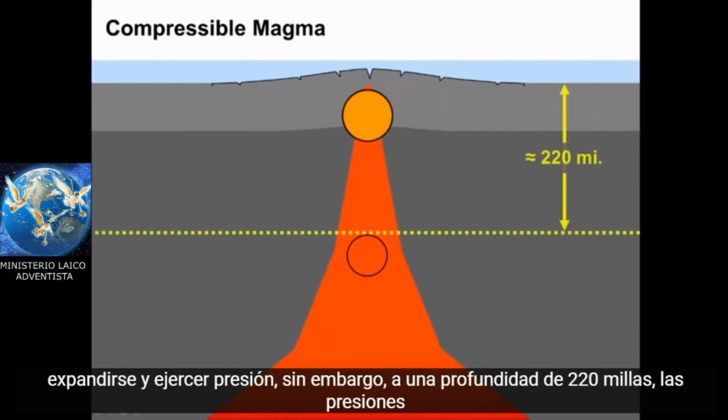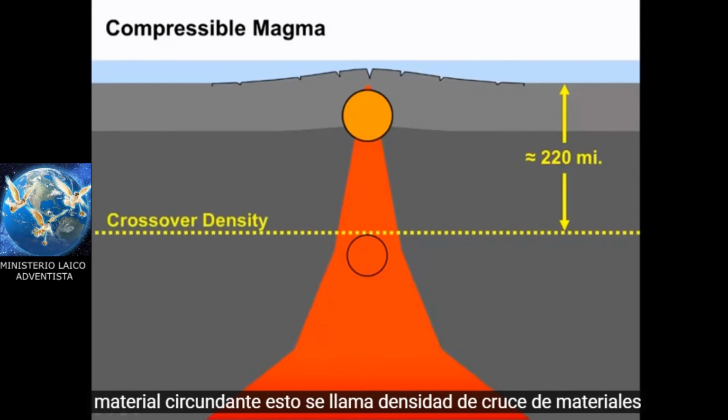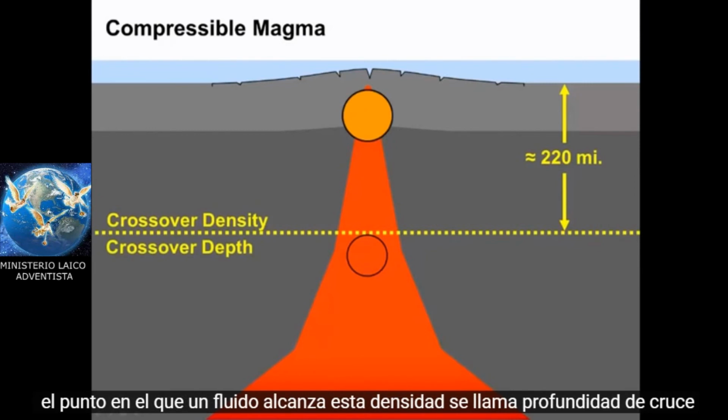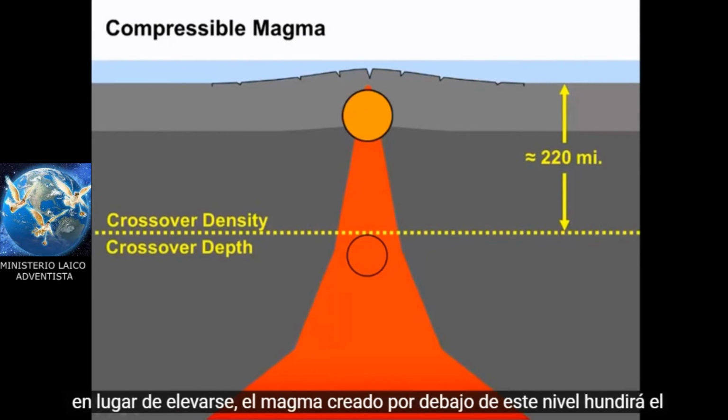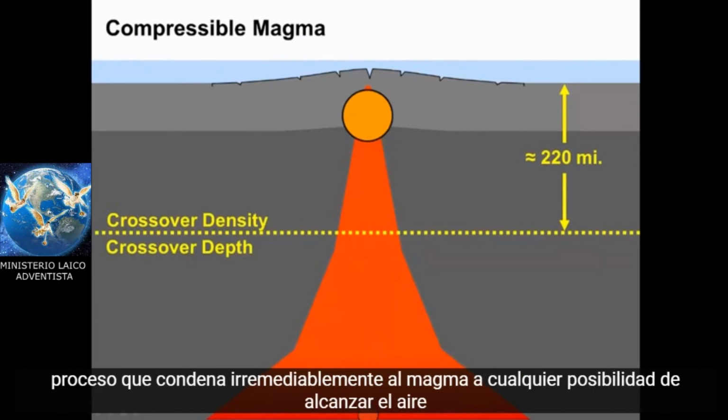However, at only a depth of 220 miles, the pressures on magma are great enough to compress it to a density greater than the surrounding material. This is called the material's crossover density. The point at which a fluid reaches this density is called the crossover depth. Rather than rising up, magma created below this level will sink. The even greater depth means more pressure, compression, and higher density, a runaway process that hopelessly dooms the magma of any chance of ever reaching the Earth's surface.